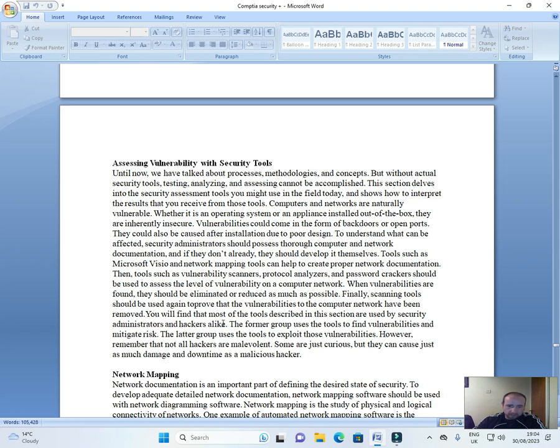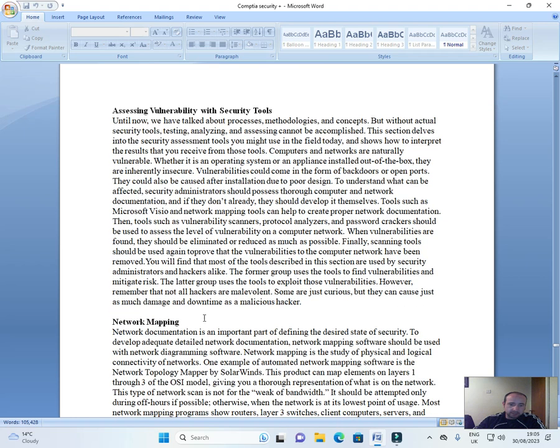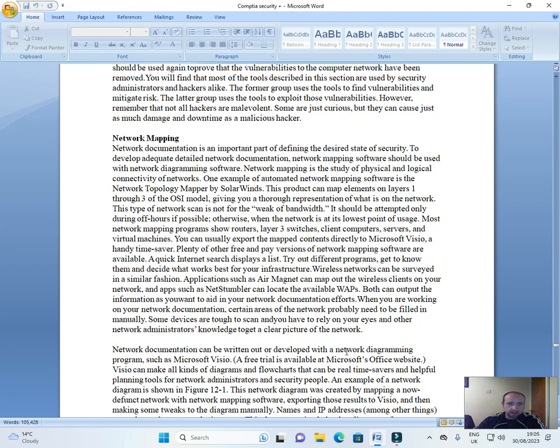You will find that most of the tools described in this section are used by security administrators and hackers alike. The former group uses the tools to find vulnerabilities and mitigate risk. The latter group uses the tools to exploit those vulnerabilities. However, remember that not all hackers are malevolent. Some are just curious, but they can cause just as much damage and downtime as a malicious hacker.